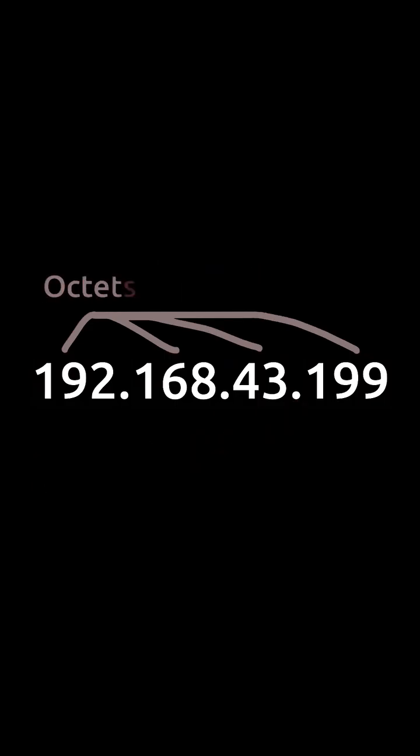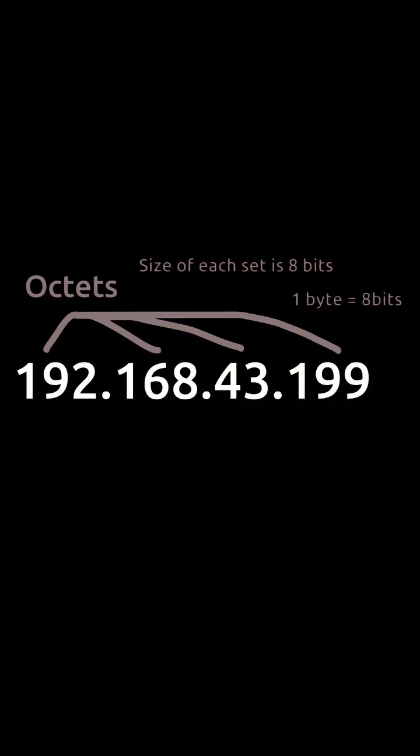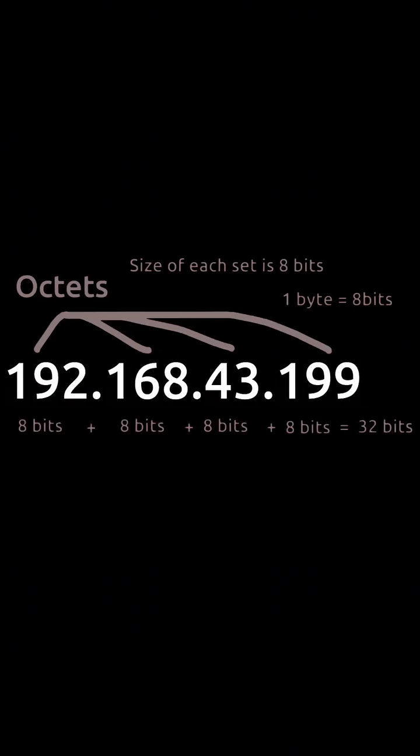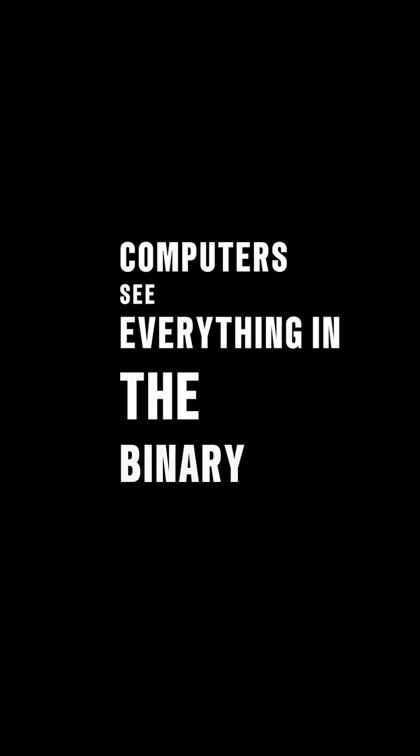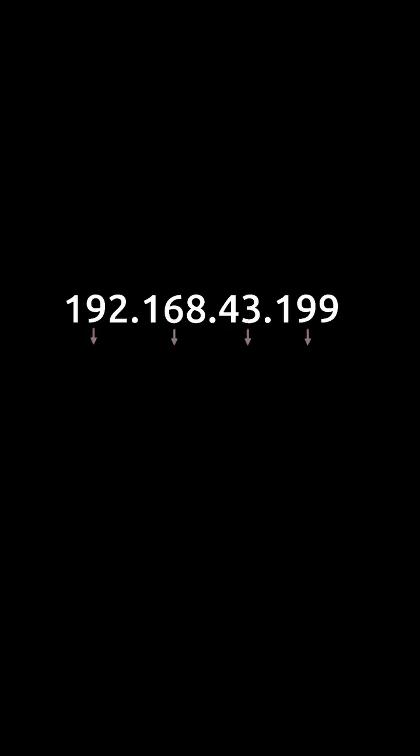These sets are called octets because each set is of 8 bits, that is 1 byte, because 1 byte is equal to 8 bits. That means the size of the complete IP address is 32 bits, which is similar to 4 bytes. Computers see everything in the binary language. Each set is of 8 bits. If I convert this IP address into binary form, it will look like this: 11000000.10101000 and so on. Here, 1 means that the bit is on and 0 means it is off.